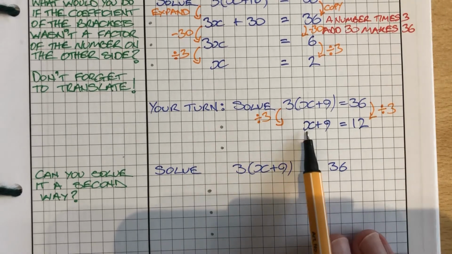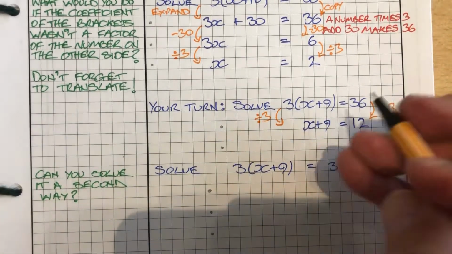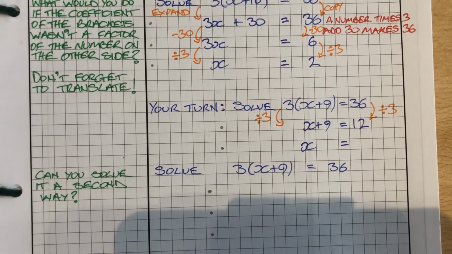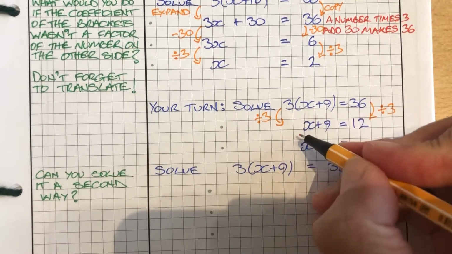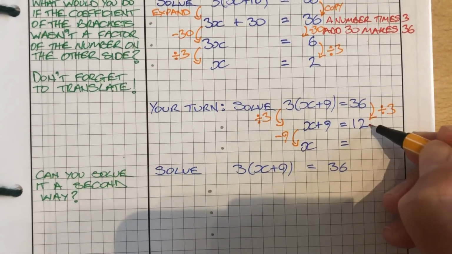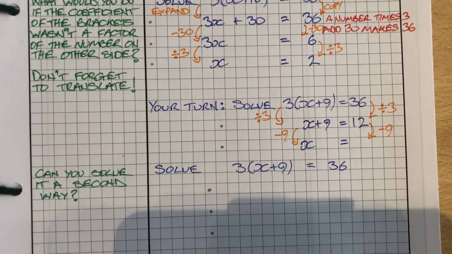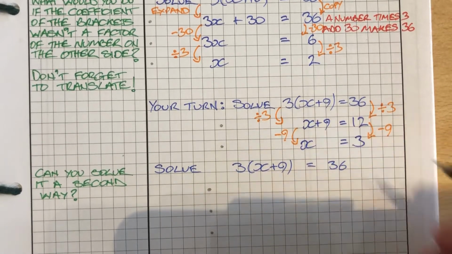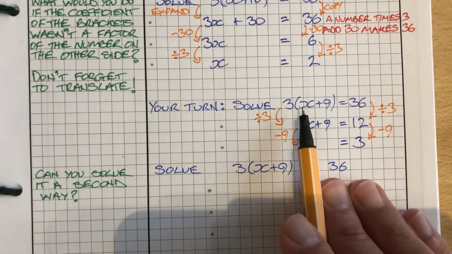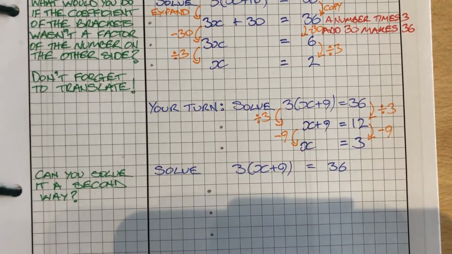Translate again. My number, add 9, is 12. I don't want my number, add 9. I want just my number. So the add 9 has got to go. How do you get rid of add 9? Inverse of add 9 is take away 9, and we do that on both sides. That gives me 3. Let's check that. 3 add 9 is 12, and 3 lots of 12 is 36.